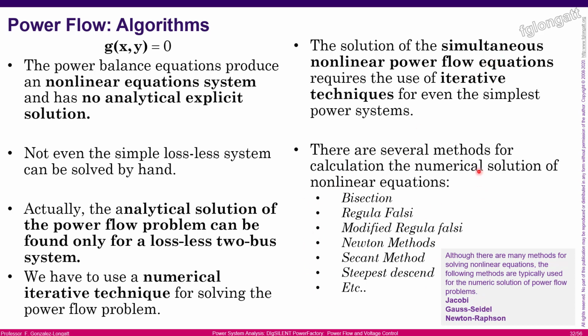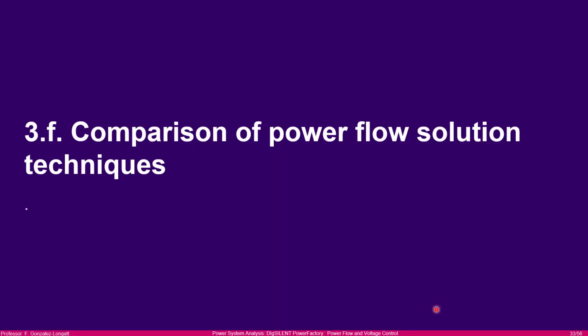If you are familiar with numerical methods, there is a very large number of methods: bisection, regula falsi, modified regula falsi. There is a family of Newton methods, a family of secant methods, and newer methods like steepest descent and so on. However, from the academic point of view, basically there are three basic algorithms that we use for solving the power flow. One of them, the most basic, Jacobi. The second one is Gauss-Seidel, and probably the top of them is the Newton-Raphson, okay? Each numerical method has advantages and disadvantages. However, I will discuss that in the next section, okay?